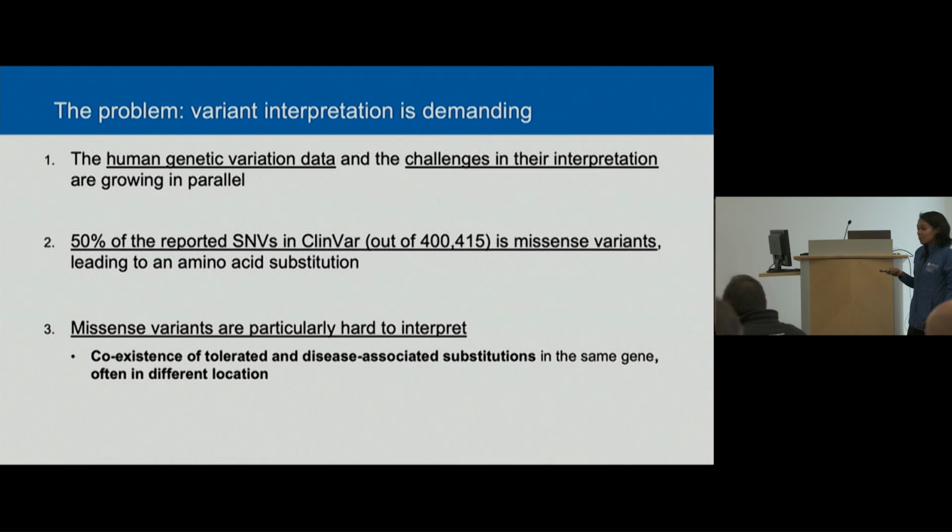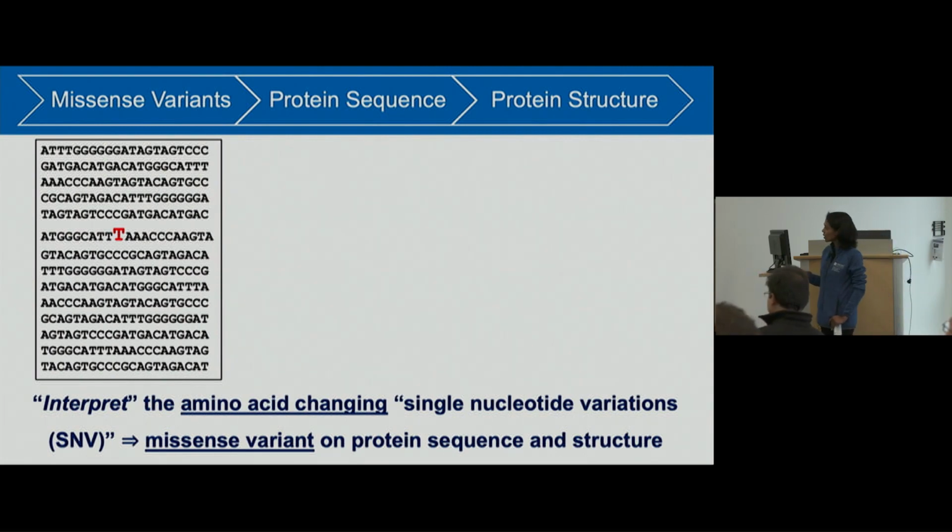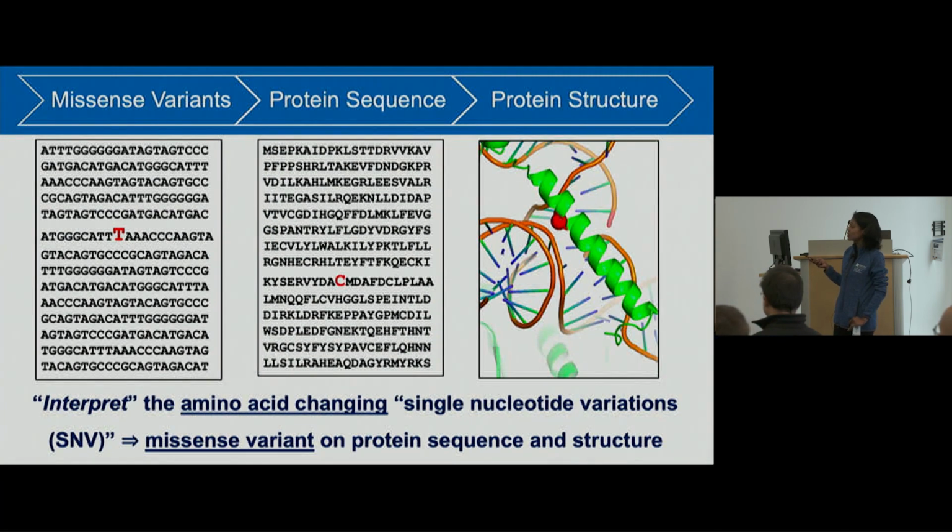Now, given these three problems in hand for variant interpretation, in our group, we made some efforts to interpret the amino acid changing single nucleotide variations or SNVs on protein sequence and on protein structure. So here you can see that a single nucleotide is changed possibly here, which propagates in the protein sequence here, and that propagates to here in the structure. So we would like to interpret the impact of this variant in the protein sequence and in the protein structure.